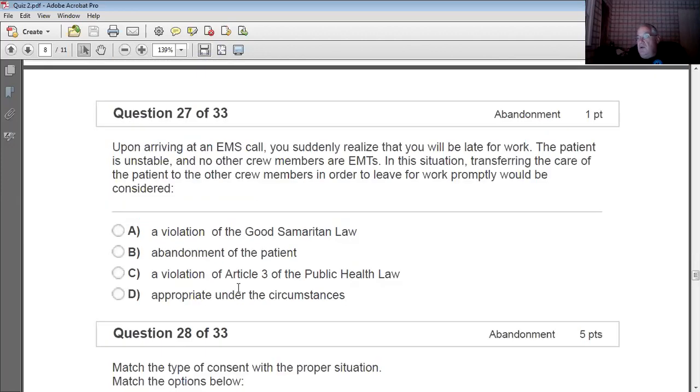Okay, 27. Upon arriving at an EMS call, you suddenly realize you will be late for work. The patient is unstable and there are no other crew members or EMTs. In this situation, transferring the care of the patient to other crew members, who obviously are not EMTs, in order to leave for work promptly would be considered, okay, what we talked about being called abandonment of the patient. There are two times there's abandonment. One is where you start care and you have nobody of at least your level of training or higher to turn it over to. The other is where you take the patient all the way to the hospital and you do not give a verbal and written report to the hospital, so they know what you've done and can continue caring for the patient.